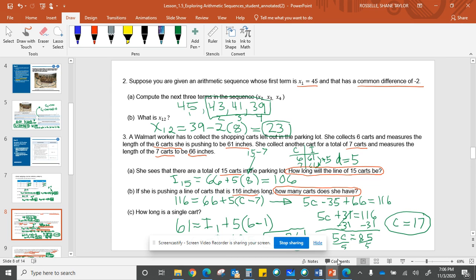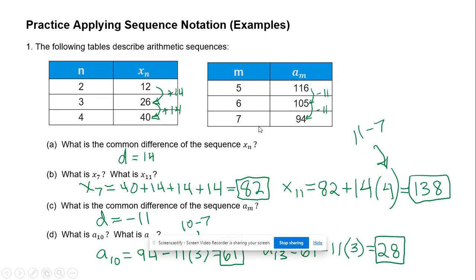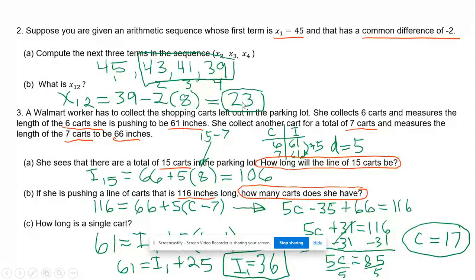Okay, guys. So here's another one. This is 1.5, 2a, and 2b. So I'm going to go over this one real quick here.